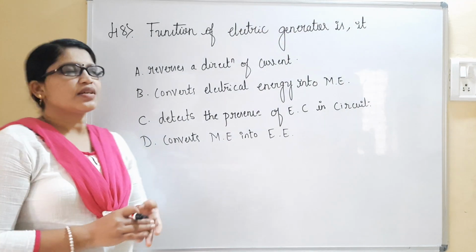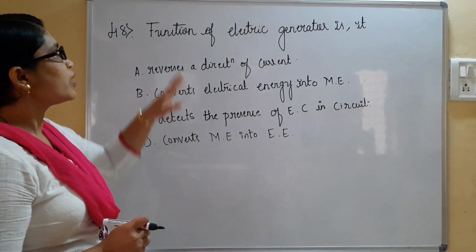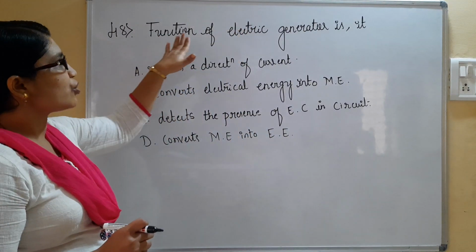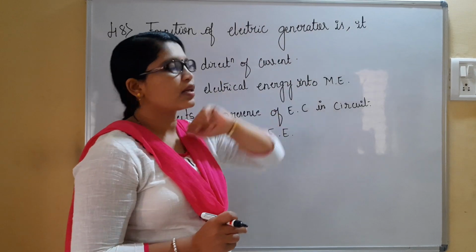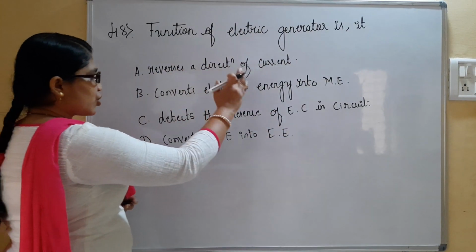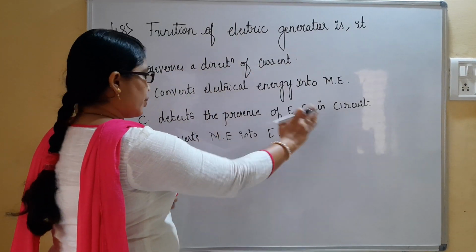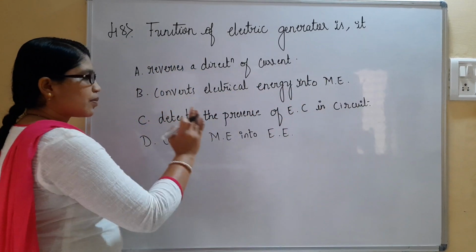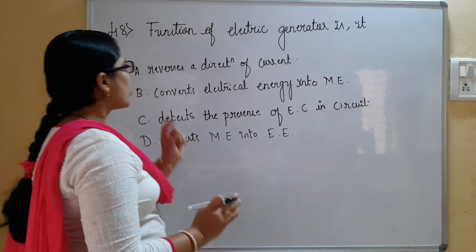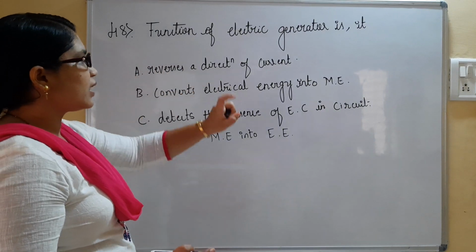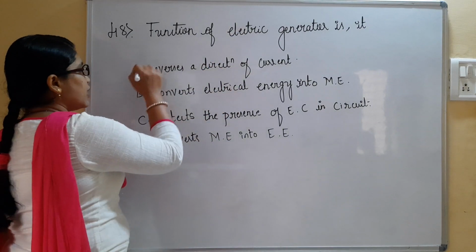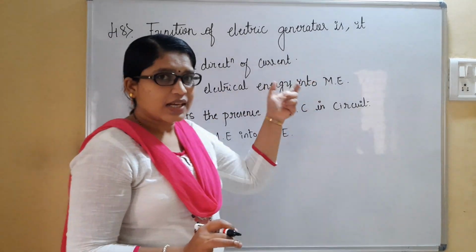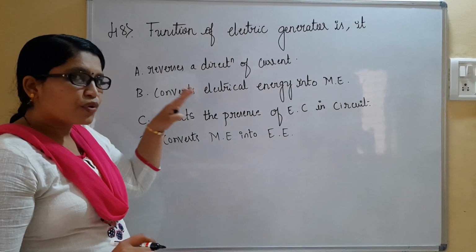Coming to the next question, dear students, that is the 48th question. We have an electricity question here. The function of an electric generator is: it reverses the direction of a current; it converts electrical energy into mechanical energy; it detects the presence of electric current in the circuit; and it converts mechanical energy into electrical energy. Coming to the first option, reversing of the electric current is nowhere concerned with the electric generator. So the first option is wrong. Converts electrical energy into mechanical energy. Listen, don't get confused with this one.